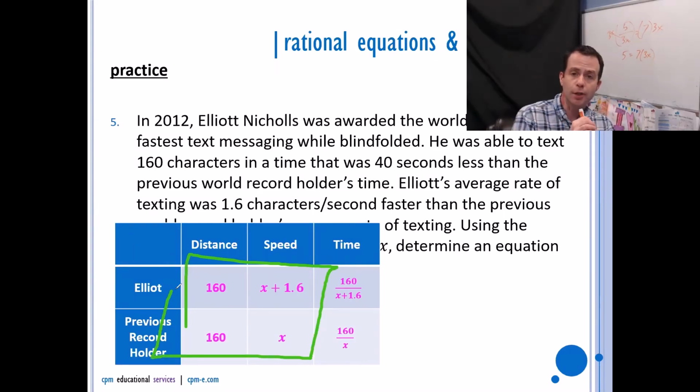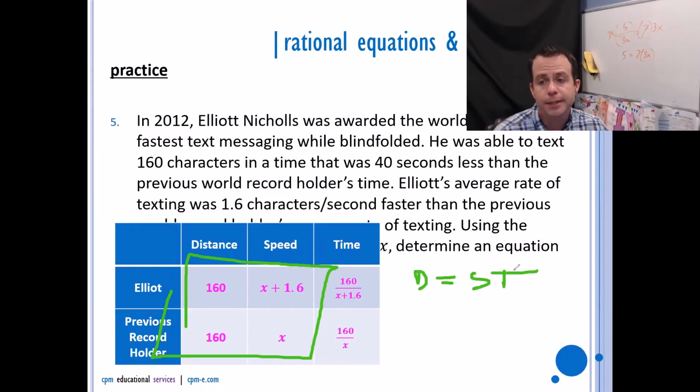Where that third column comes from is the relationship between distance, speed, and time. Distance is speed times time. So if distance is speed times time, that means time is distance over speed. I can just divide both sides by s. So that's where I'm getting these guys here. I'm taking the distance and dividing by the speed, okay?